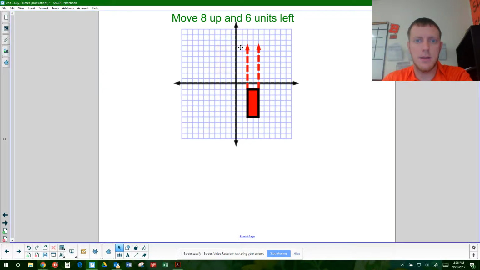I can find my other, click, and there you go. Then we would move it left 6 and draw the picture. And all you're doing is counting.